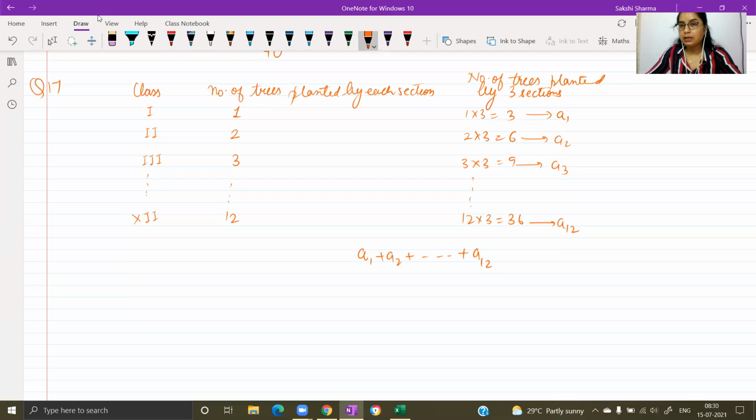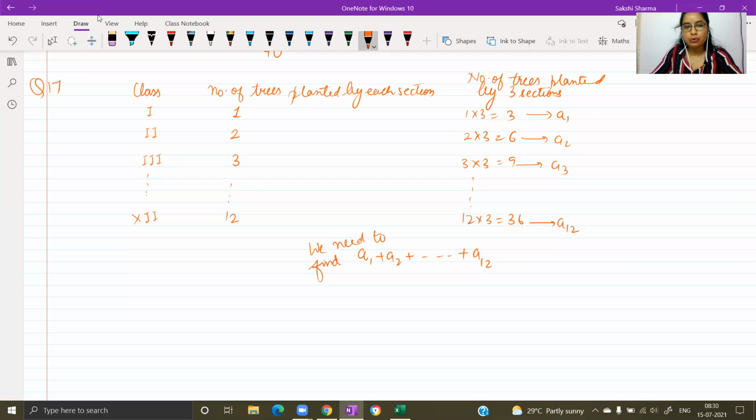So this is an arithmetic progression. And we can apply the formula S is equal to n by 2 into 2A plus n minus 1 times D. That's right. Since we have the last term, we can also apply n by 2 into A plus L. That also works either way.